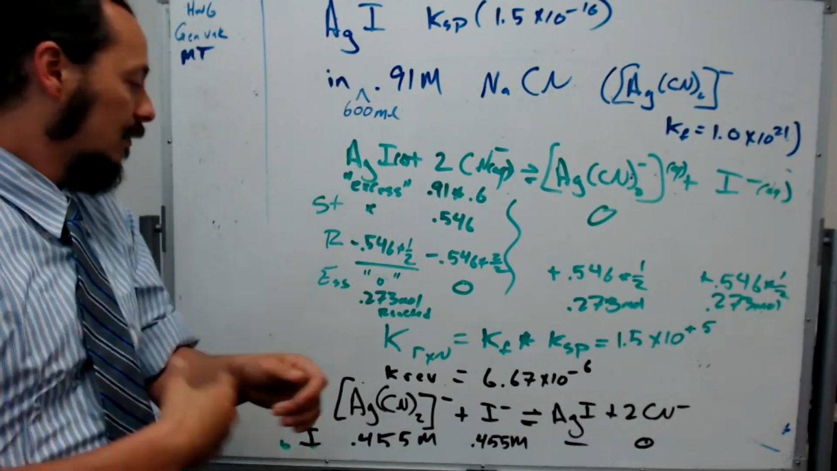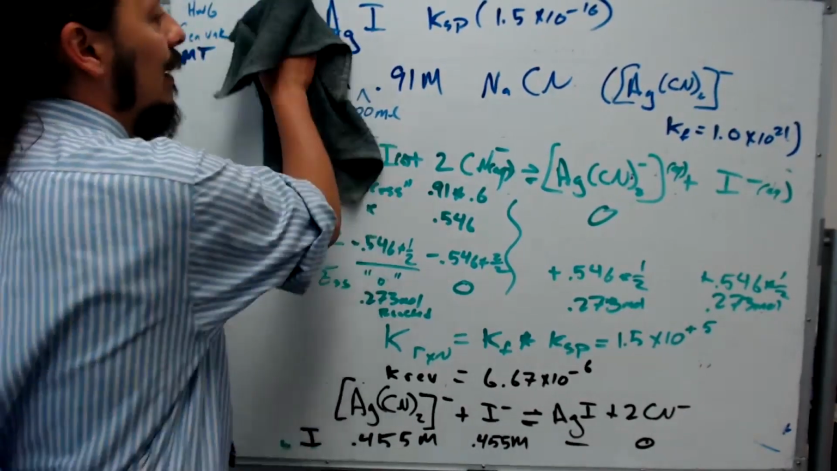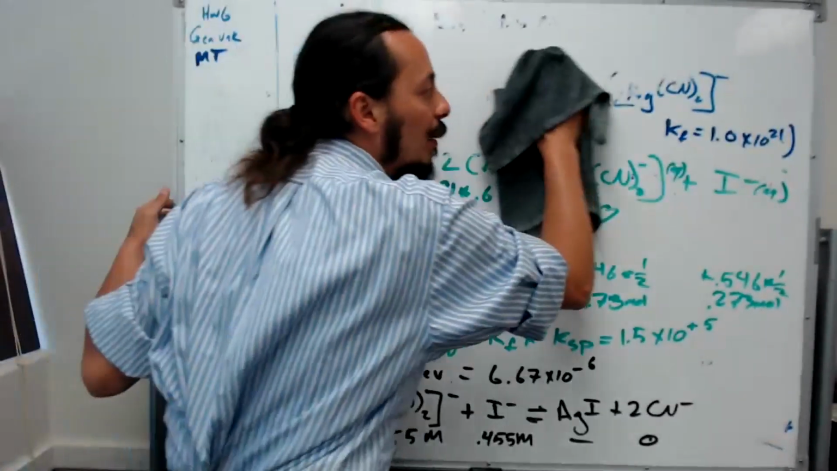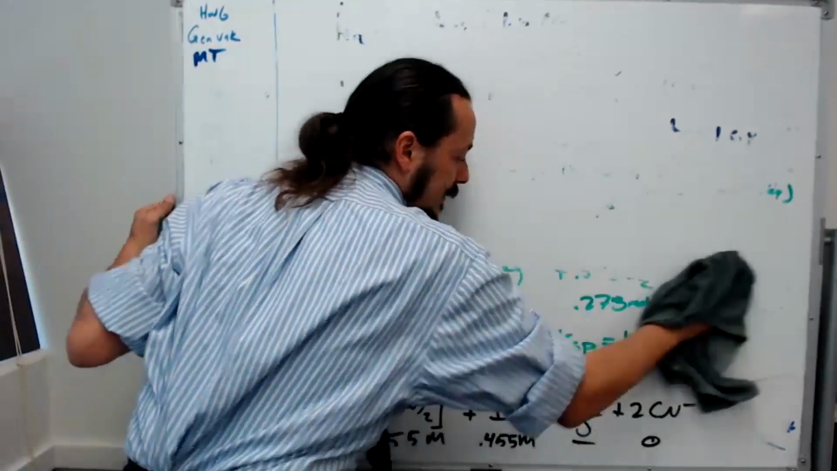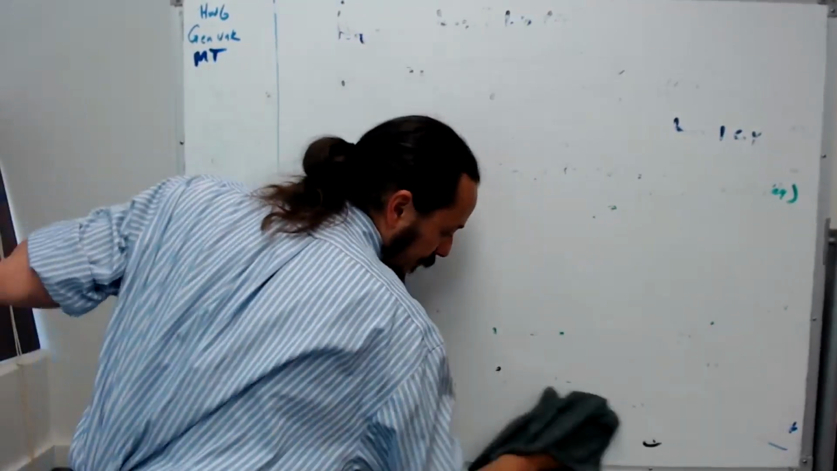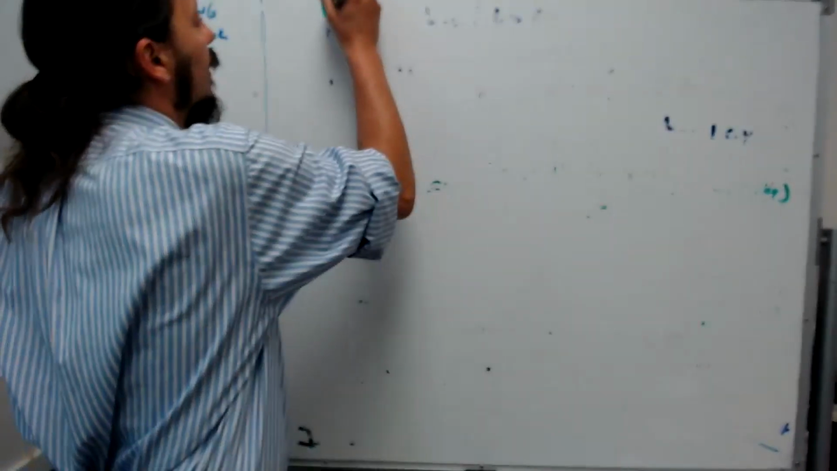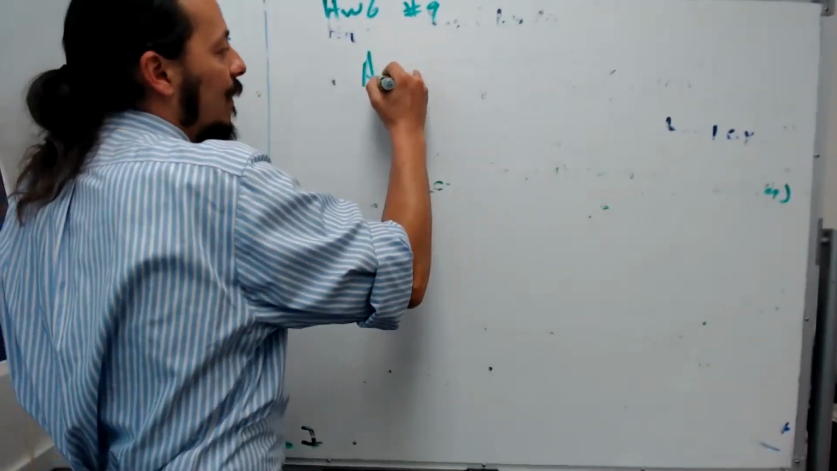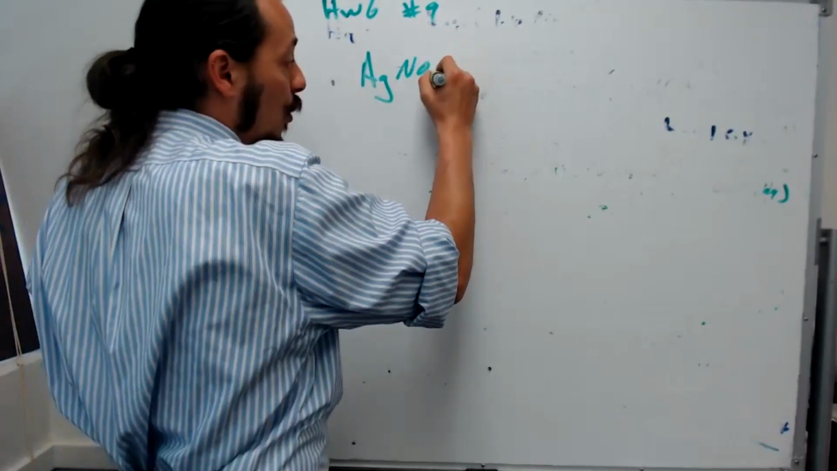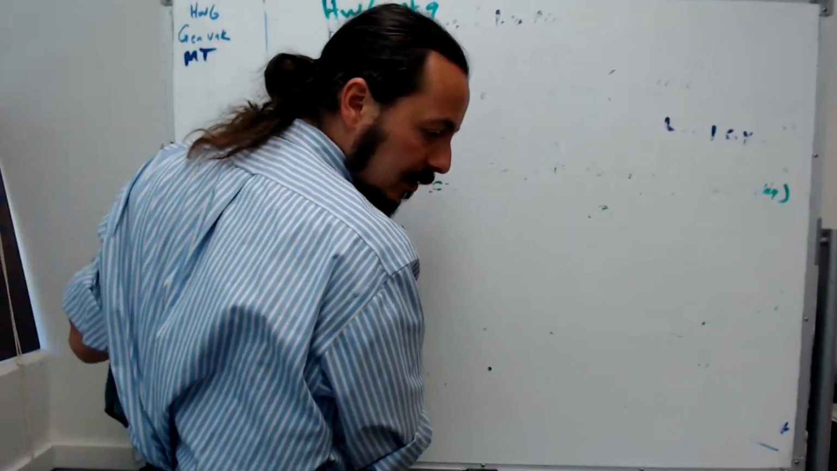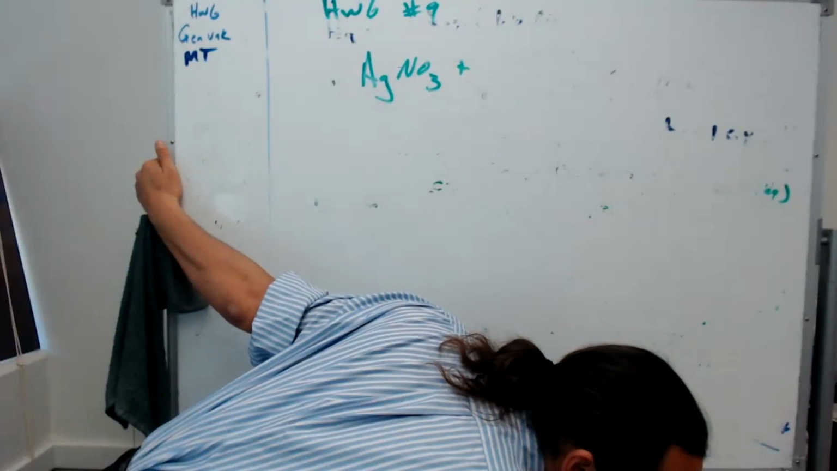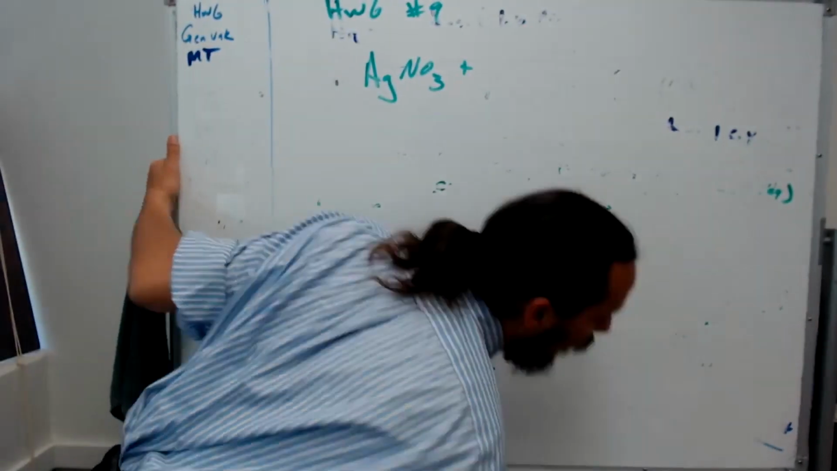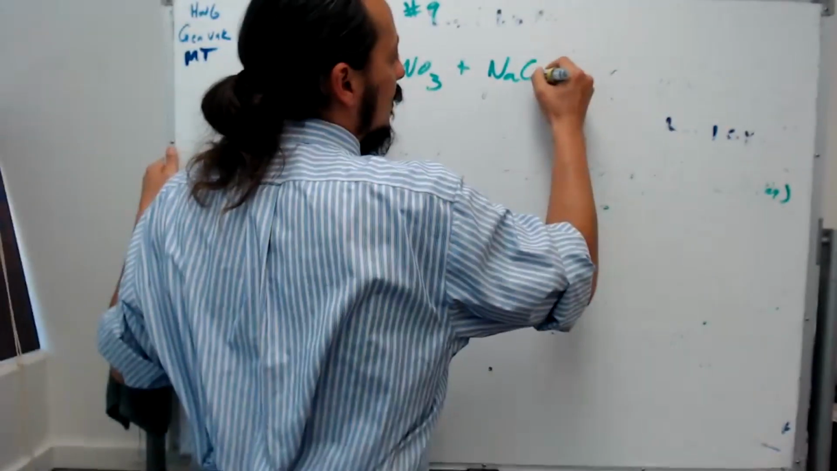The formation, so let's write down the formation reaction. This is going on to problem 9. And let's just do some logic for this instead of getting directly into it. Homework 6, number 9, we're looking at the formation. So we're looking at AgNO3 plus, what do we add in there? AgNO3 and NaCN to form AgCN.